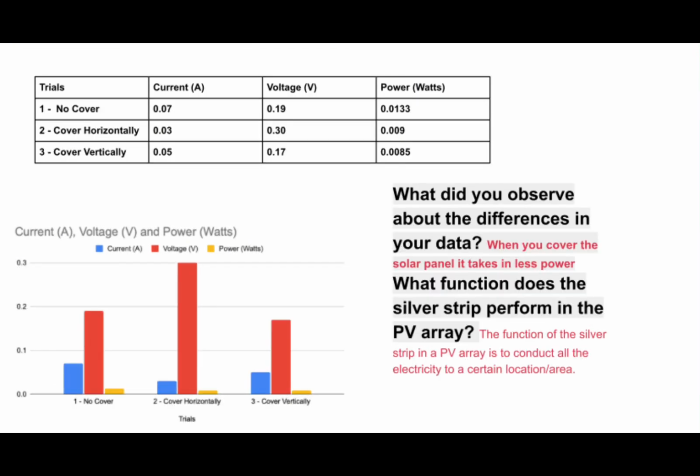What did you observe about the differences in your data? When you cover the solar panel, it takes in less power. What function did the silver strip perform in the PV array? The function of the silver strip in a PV array is to conduct all the electricity to a certain location.